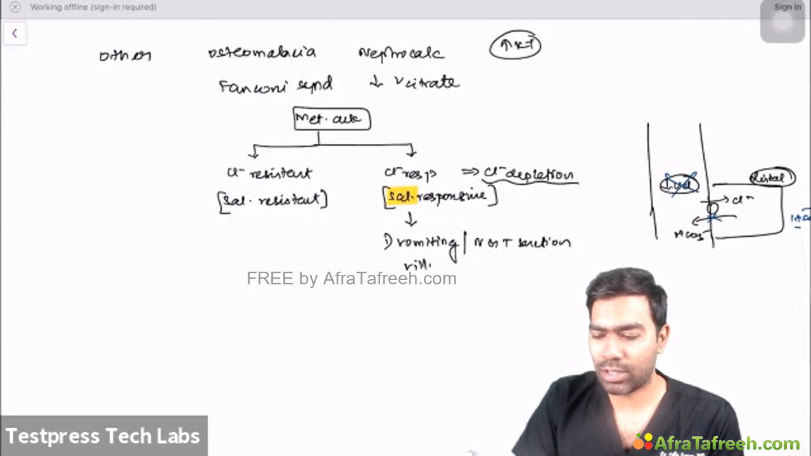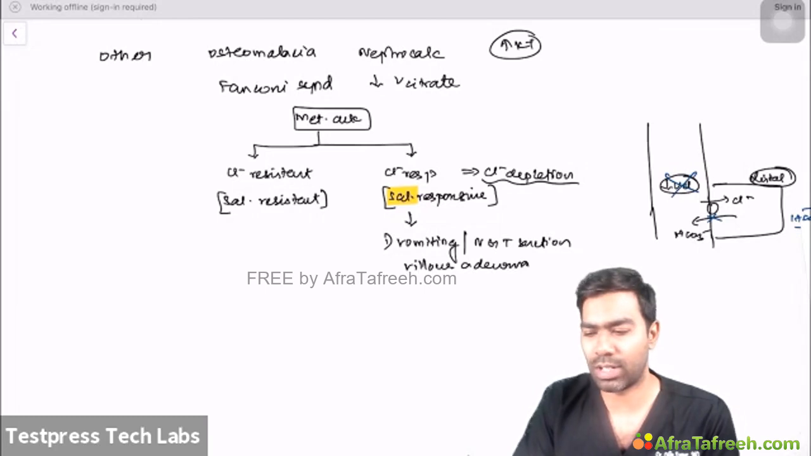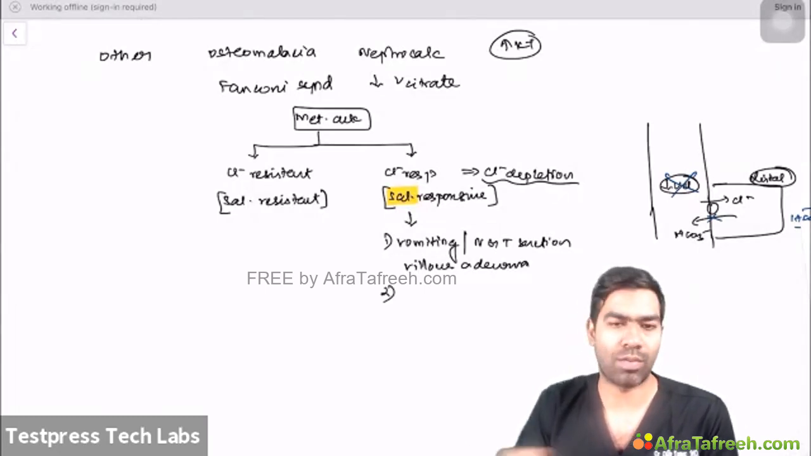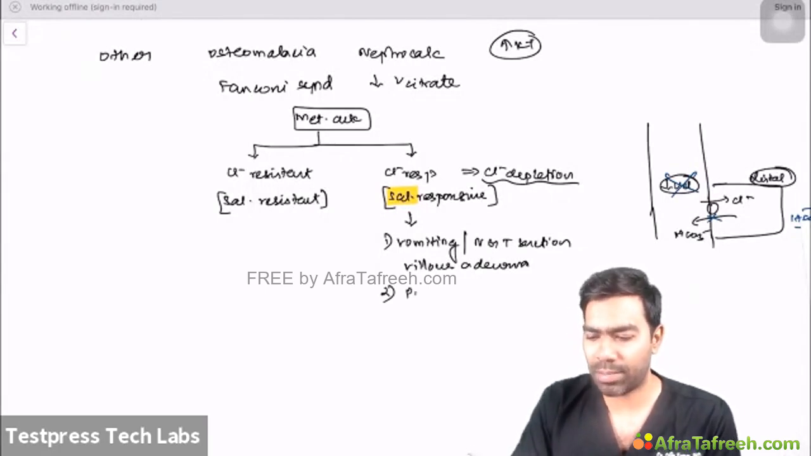And other GI causes include villous adenoma. You know very well villous adenoma can produce alkalosis. Then there is something called chloridorrhea, which is not important for us right now. And another cause is something called post-hypercapnia.